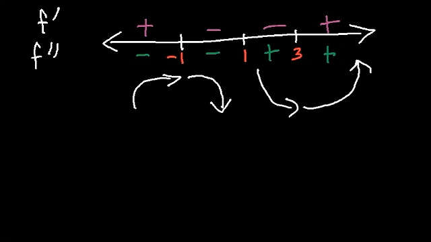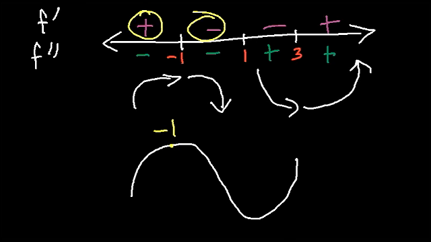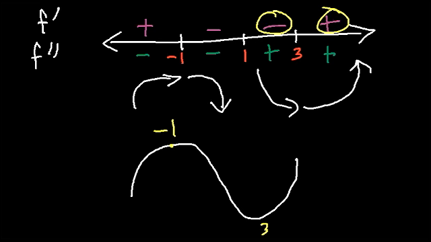So if you connect these shapes together, you're going to get a graph that looks something like this. As you can see, we have a maximum at -1. That's when the first derivative changes from positive to negative. And we have a minimum at 3, where the first derivative changes from negative to positive. The inflection point is right in the middle. That's where it changes concavity from concave down to concave up.